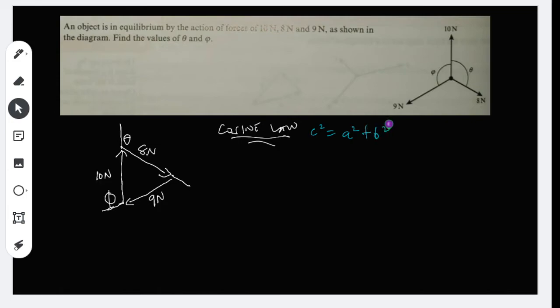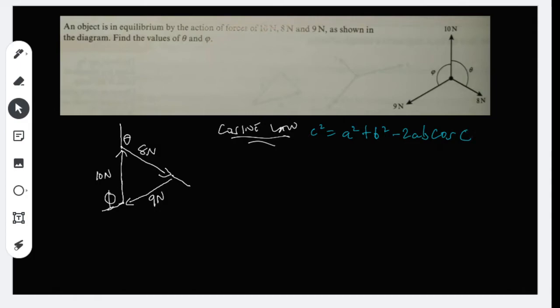So if the one that you are solving is the c, that will be c squared equals a squared plus b squared minus 2ab cosine c. So the angle that you're going to get is also the one that is in the c, meaning the angle that is opposite the c.